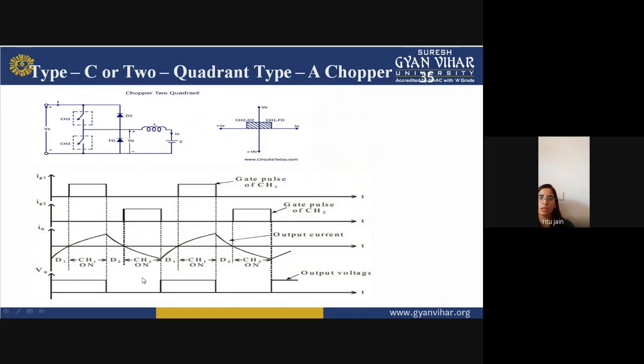When CH2 is turned on, the current is flowing into the negative direction. After CH2, D1 is on, still the current is in negative direction. So you can see that this is the operation of two quadrant chopper, in which the current is positive as well as negative, but the voltage always remains in positive direction. So this type of chopper is called your class C chopper.